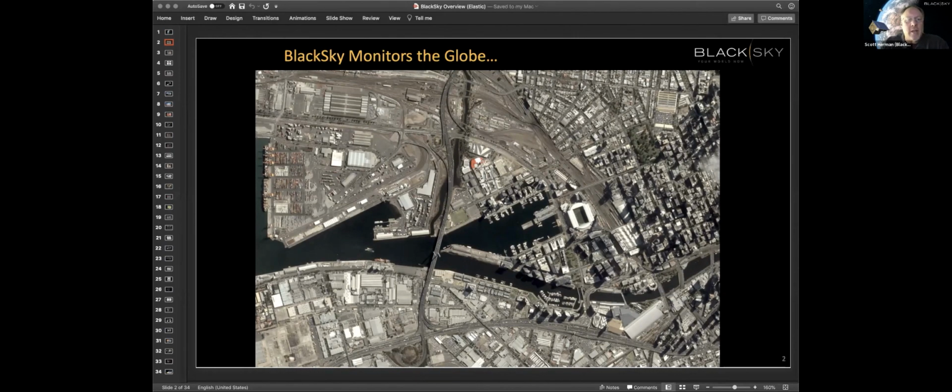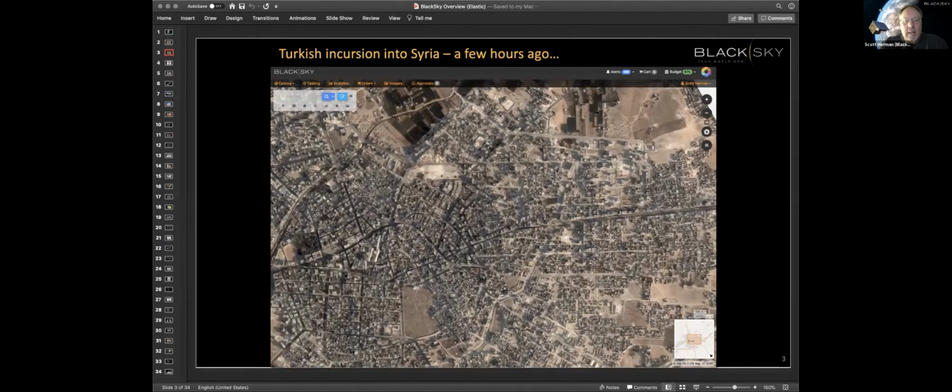So for example, we were monitoring last year the Turkish incursion into Syria along the border. And so we were taking pictures of border crossing points to try to assess when the Turks were going to start their incursion, and what avenues of approach would they take, what kind of damage were they doing along the way, and what was the response going to be.